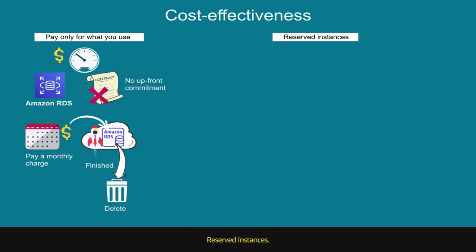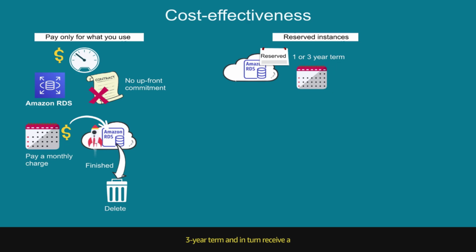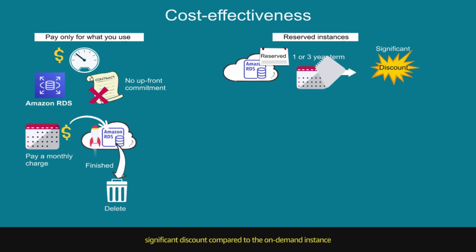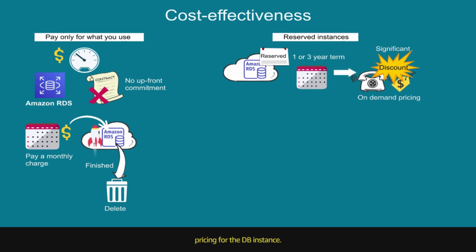Reserved instances. Amazon RDS reserved instances give you the option to reserve a DB instance for a 1 or 3 year term, and in turn receive a significant discount compared to the on-demand instance pricing for the DB instance.